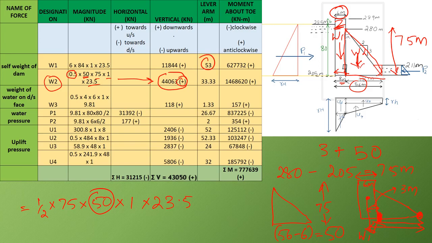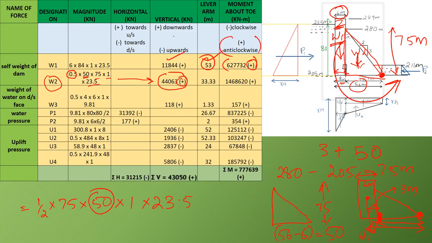So moment due to W1 is this force multiplied by this lever arm, and that you will be getting as 6,27,732, and that moment will be acting anti-clockwise, and the anti-clockwise moments are taken as positive.